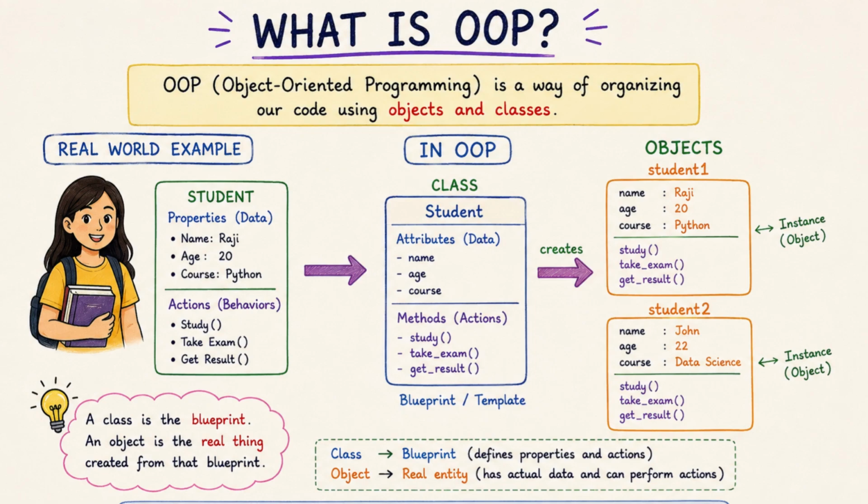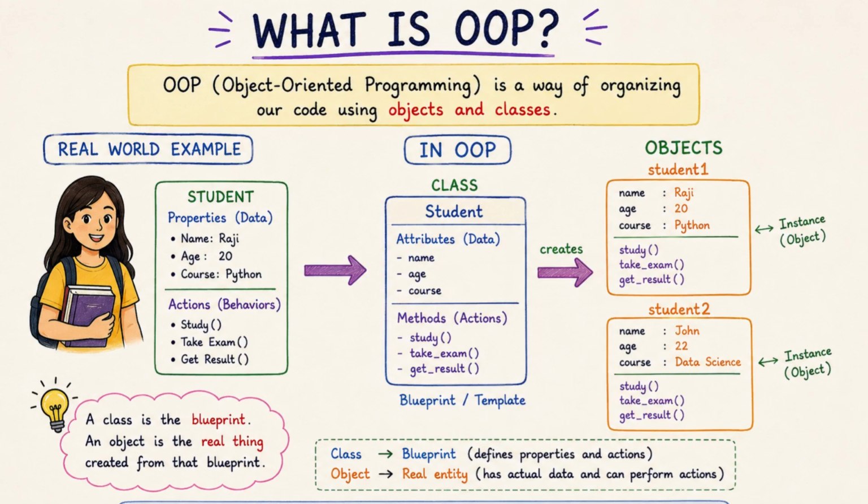Think about a real world example. A student has a name, an age, and a course. A student can also perform actions like studying. We can represent this same idea in Python using a class and an object. Let's create our first class.